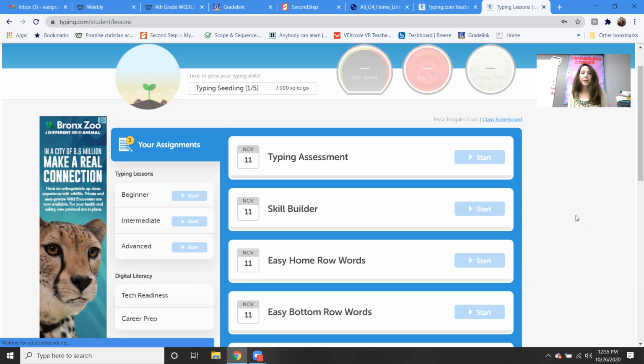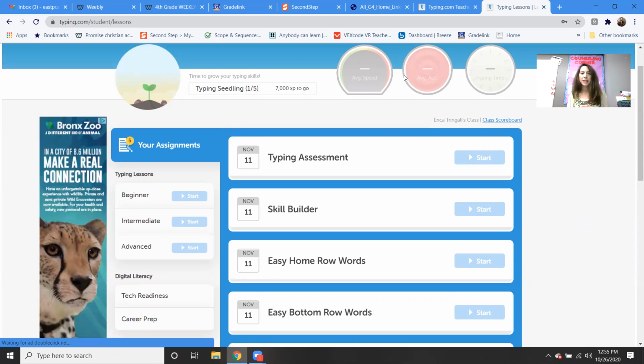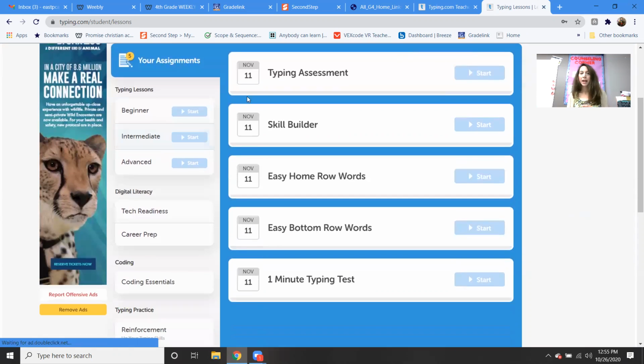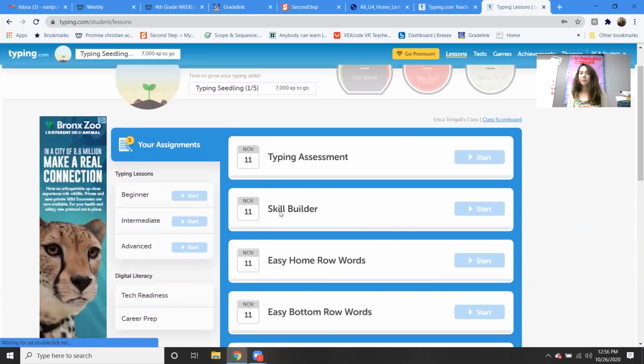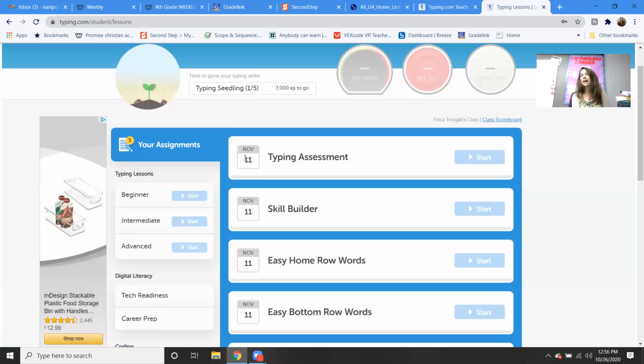So I pulled up a sample, kind of like a pretend account. So this is what it looks like if you sign in as a student. And then when you first sign in, you'll see your assignments right here, and it'll show all of them. And I've been putting the due date as November 11th, only because that's the last day of the first quarter. So that really is the last day that you could get the typing done for it to actually count towards your grade for the first quarter, okay?